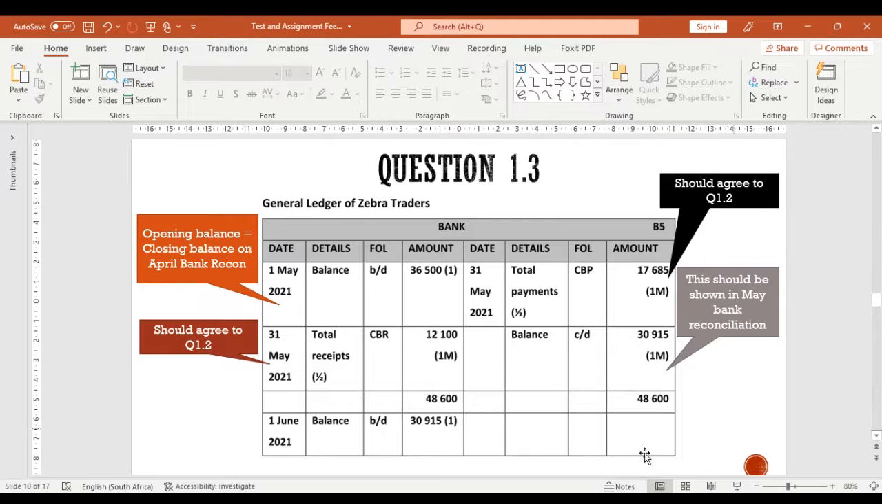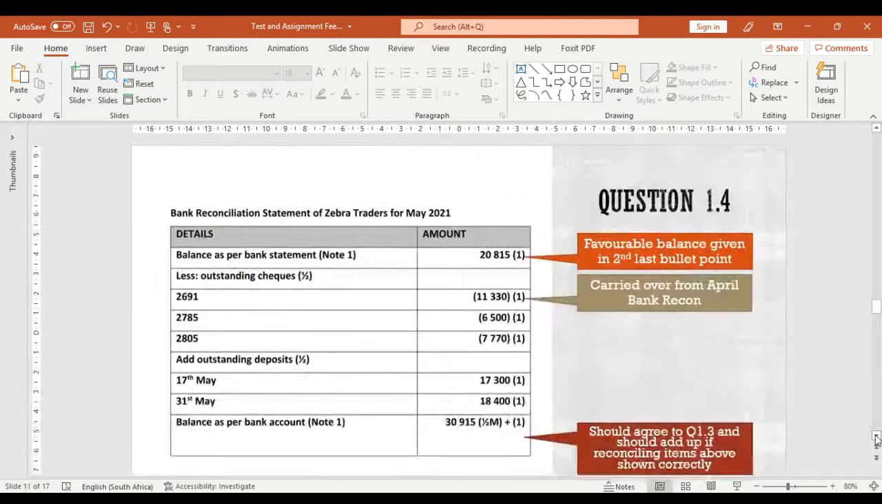Okay, now once you've done that, this balance is what you would reconcile on your bank reconciliation. So you'll see here at the bottom, our balance per our bank account is the 3915, which should agree to question 1.3. The opening balance is what they've given you in the additional information, and because it's favorable, you show it as a positive.